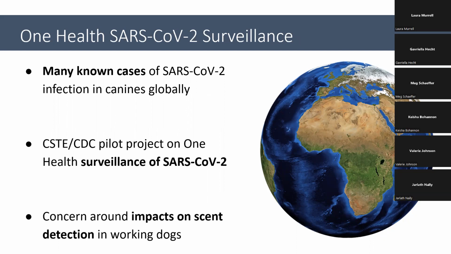Currently, there are hundreds of known cases of SARS-CoV-2, the virus that causes COVID-19, in canines globally, most occurring following close contact with a COVID-19 positive person. This work was conducted as part of the CSTE CDC pilot project for SARS-CoV-2 surveillance at the human-animal-environmental interface. Our original work looked at household companion animals in congregate animal settings and shelters, humane societies, and rescues. Our recent work is looking at wildlife. We were interested in looking specifically at the working dog population because of concerns surrounding potential impacts of SARS-CoV-2 infection on canine scent detection ability.